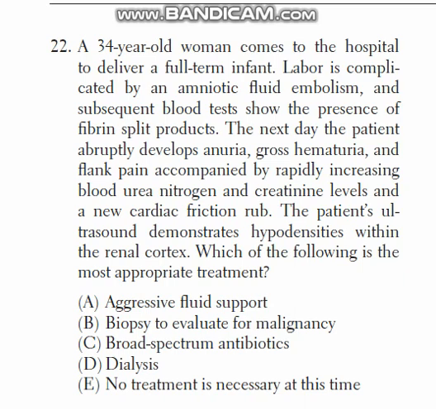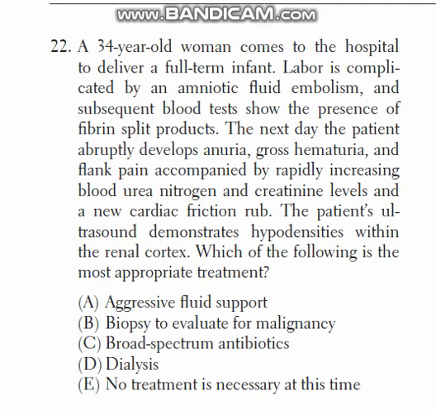A 23-year-old woman comes to the hospital to deliver a full-term infant. Labor is complicated by amniotic fluid embolism, and subsequently blood tests show the presence of fibrin split products. The next day, the patient abruptly developed anuria, gross hematuria, and flank pain, accompanied by rapidly increasing blood urea nitrogen and creatinine levels and a new cardiac friction rub. The patient's ultrasound demonstrated hypodensities within the renal cortex. Which of the following is the most appropriate treatment?